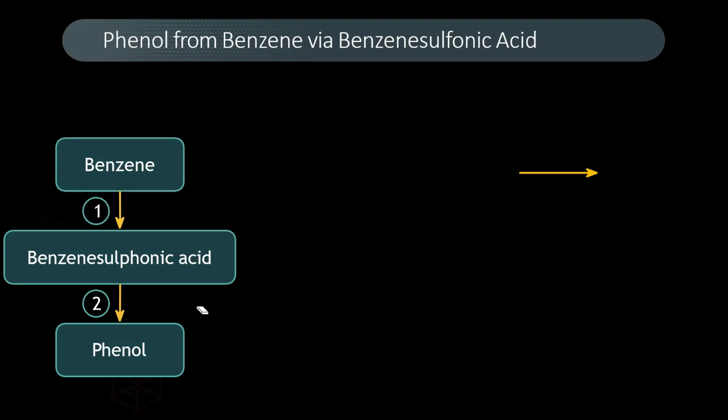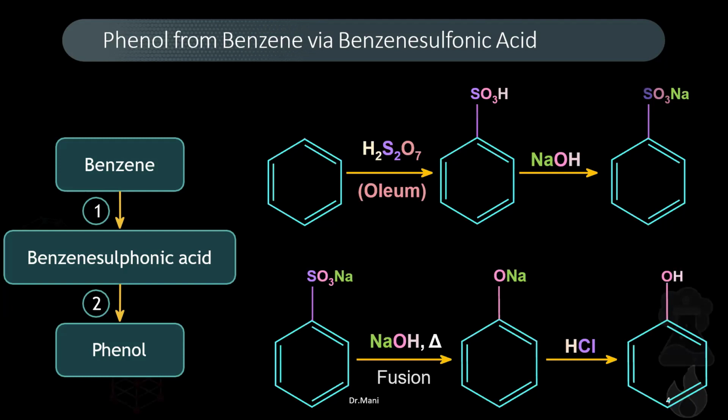Understood? So first we are forming the benzenosulfonic acid. From benzenosulfonic acid, we are converting into the phenol. Okay. So you can see here, first you are taking the benzene. Benzene is treated with the oleum. So oleum is nothing but H2S2O7. And you are getting this benzene with SO3H. So what do we call it as? So this is called as the benzenosulfonic acid.